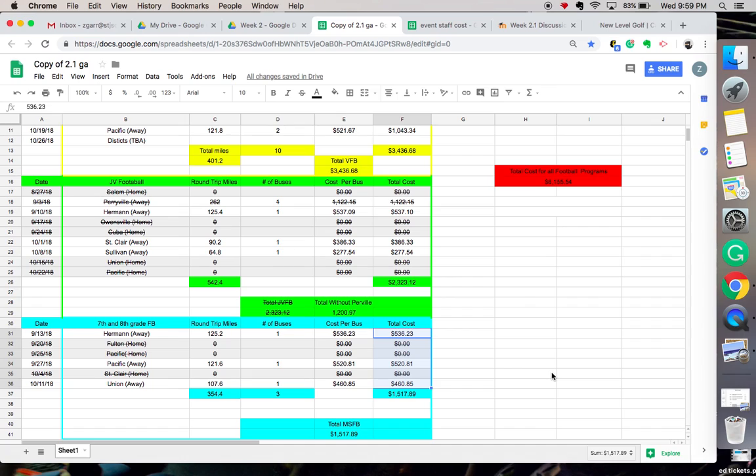The best thing about the functions, though, is if you enter the function and you change your numbers, the total cost will change, and as long as the formula is right, your number will always be right.